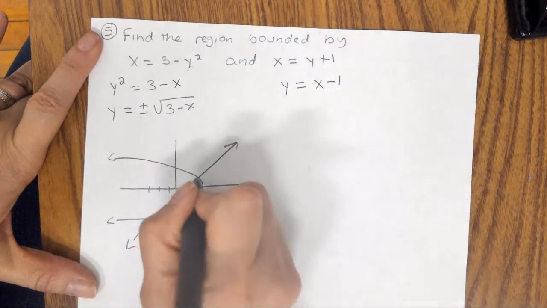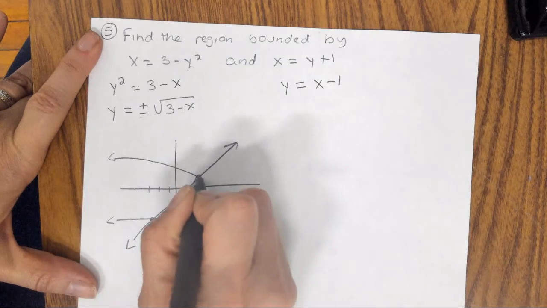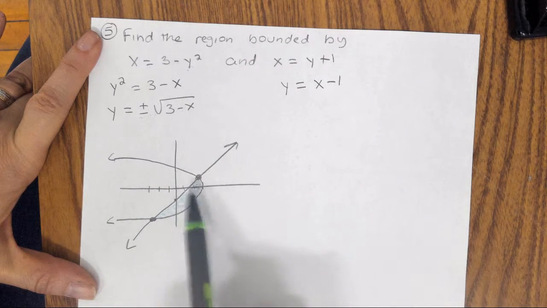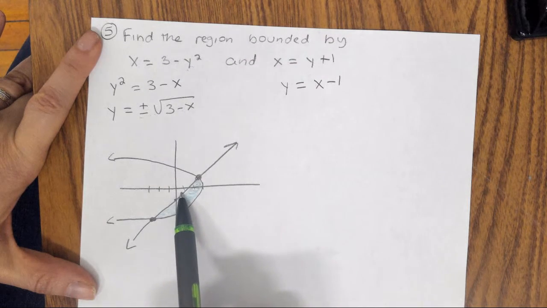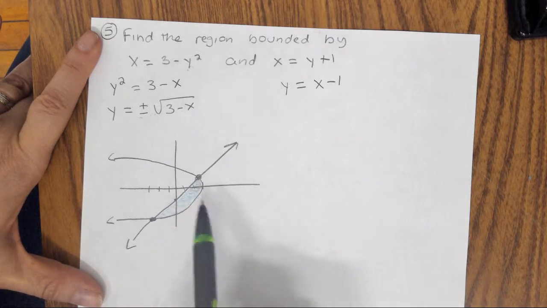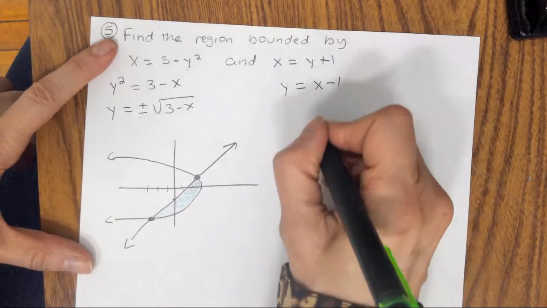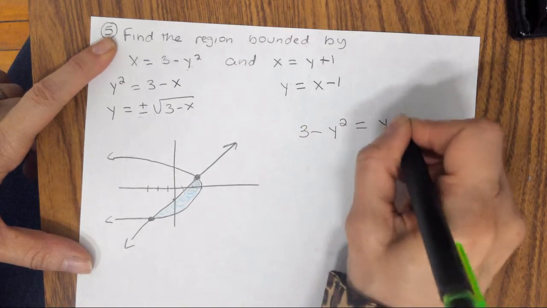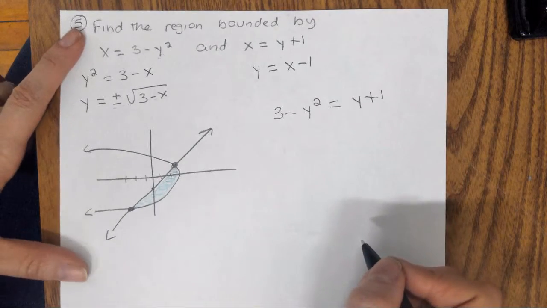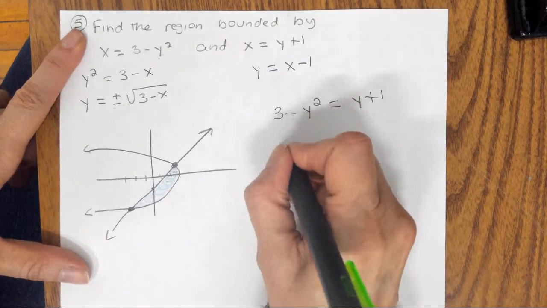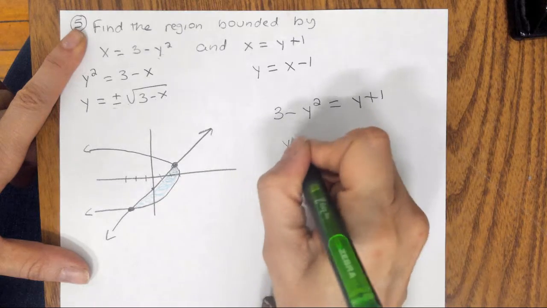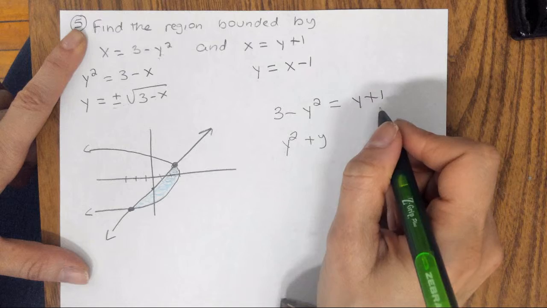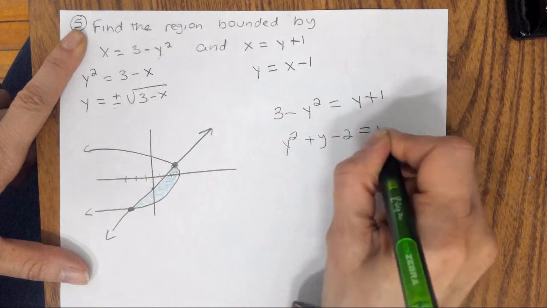So I need to get these two values where they intersect. So I have my limits of integration. Since this is all about y, and I can see this would be right minus left, I need to get my y values of intersection. So I'll take the original equations, 3 minus y squared equals y plus 1, so I can get my points of intersection. So I end up with, if I add y to the other side, I get y squared plus y, I subtract 3, so minus 2 equals 0.